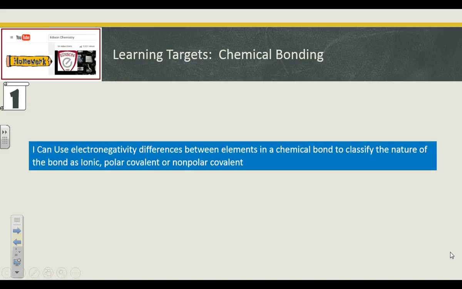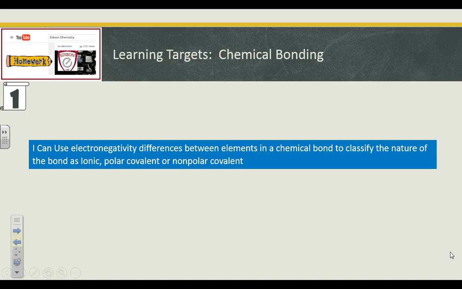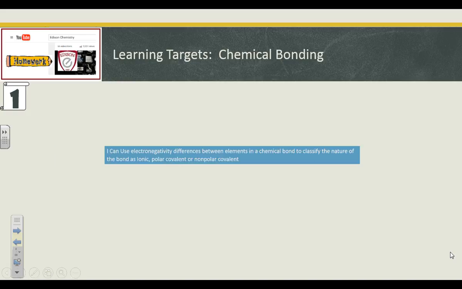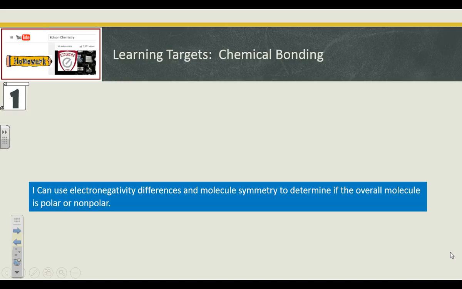I want you to be able to say that I can use that electronegativity difference between the elements in a bond to tell me or tell anybody if the nature of the bond is ionic, polar covalent, or nonpolar covalent. So you'll be able to say, I can tell you what type of bond that is between these two atoms using electronegativity. I want you to be able to say, I can use that electronegativity and the shape of the molecule, its symmetry, to tell you if the overall molecule is polar or nonpolar. So you got two I Cans there. I can tell you if the bond itself between two atoms is polar, nonpolar, or ionic based upon electronegativity. And I can tell you if looking at the whole molecule itself, if it's polar or nonpolar, based upon electronegativity and symmetry.